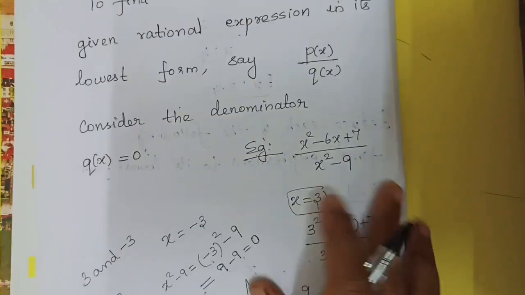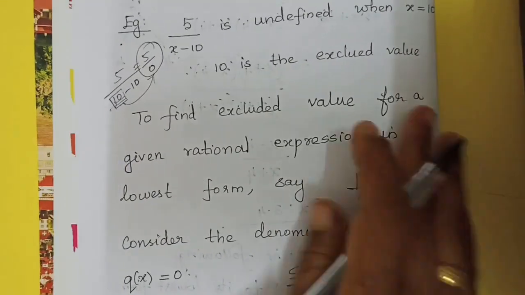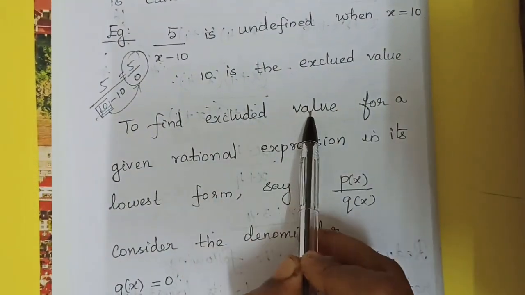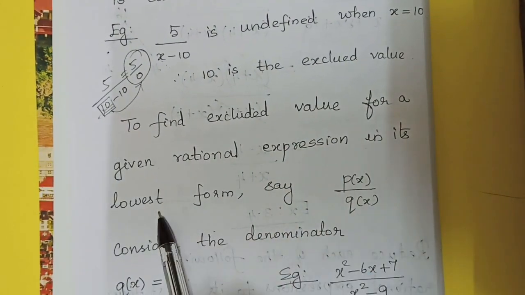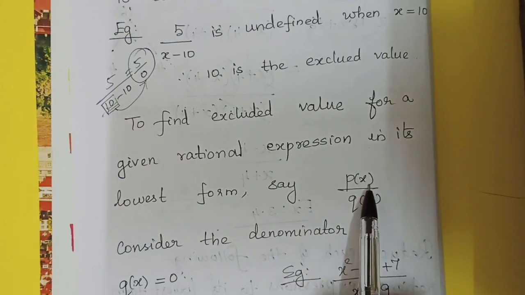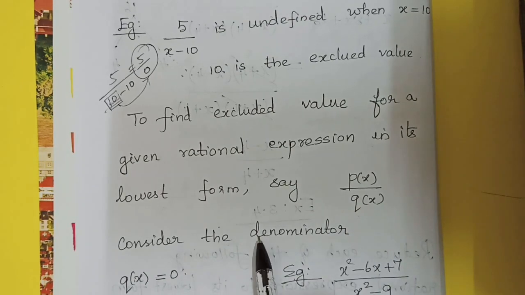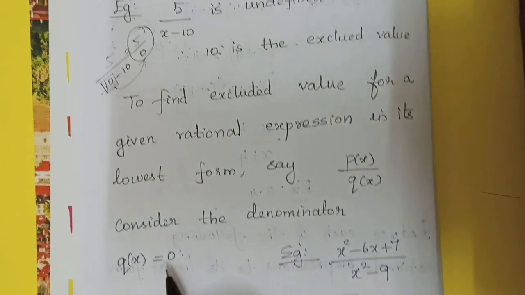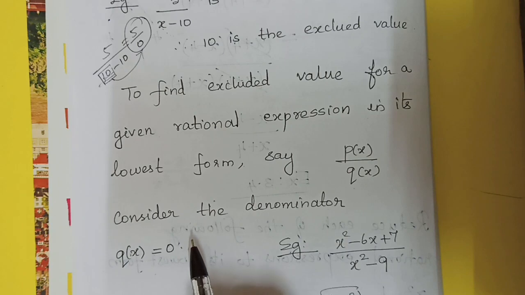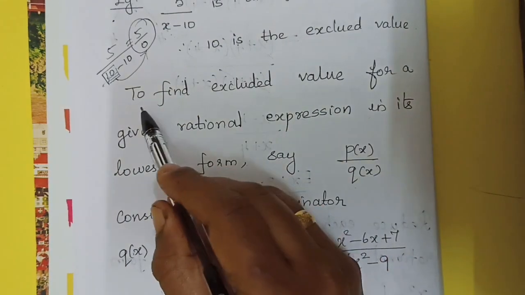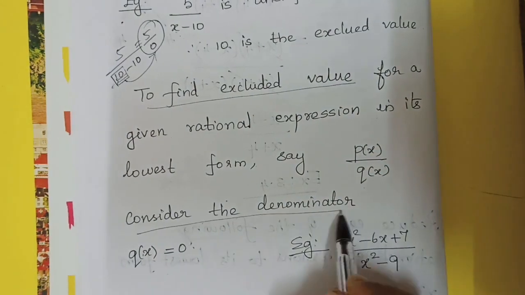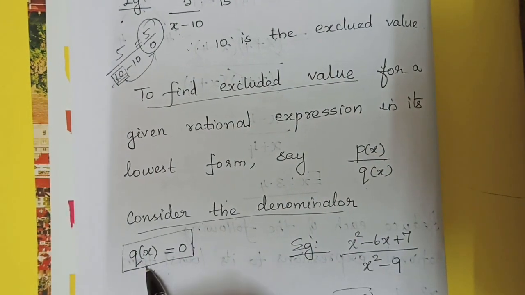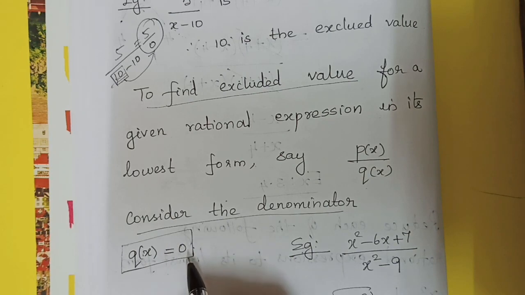So for simplification, listen, this definition. To find excluded value for a given rational expression in its lowest form, say P of x by Q of x, consider the denominator equal to 0. They gave a simple idea. Listen, to find excluded value, we need to consider the denominator should be 0. Shall we see one more example? Then you will get better idea.